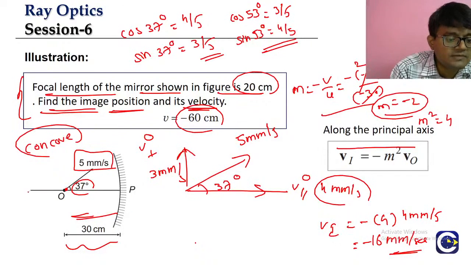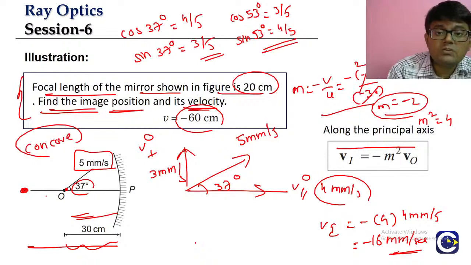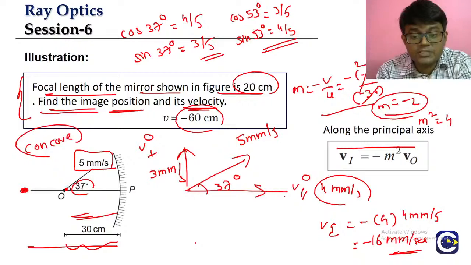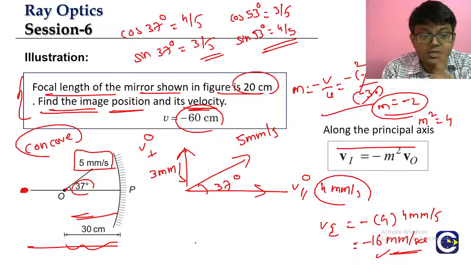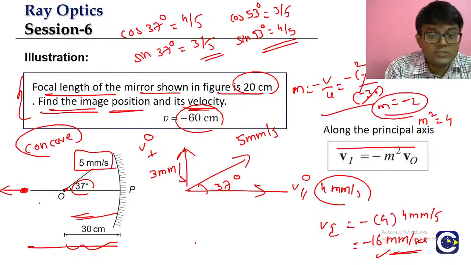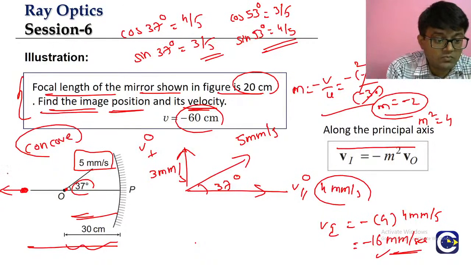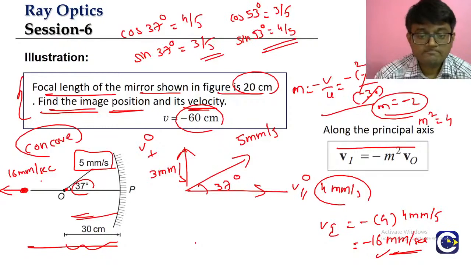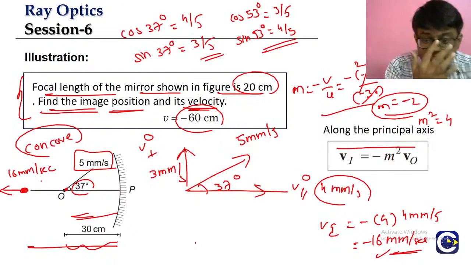Minus 60 means it will be some double the distance. It will be what? Double the distance, right? It will be here. Here, what about the component of velocity parallel to the principal axis? Right side you take positive means this is coming negative. Means what? The component parallel to the principal axis will be exactly opposite direction. What is the value? 16 millimeter per second.